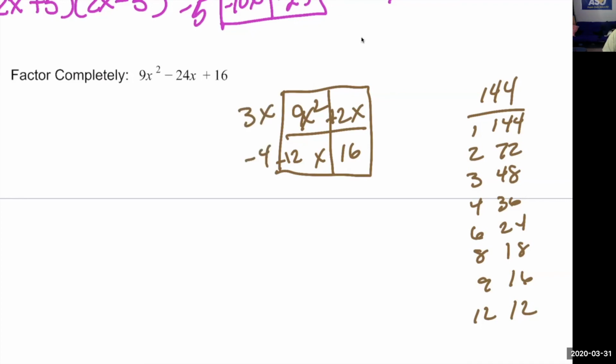Go up and down now. 9x squared and negative 12x is 3x. Negative 12x and 16 is negative 4, and this turns out to be the same for each one. 3x minus 4 and 3x minus 4.